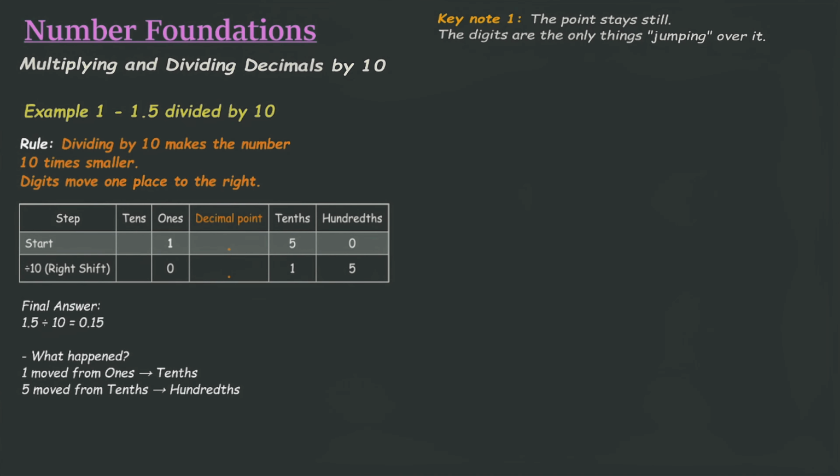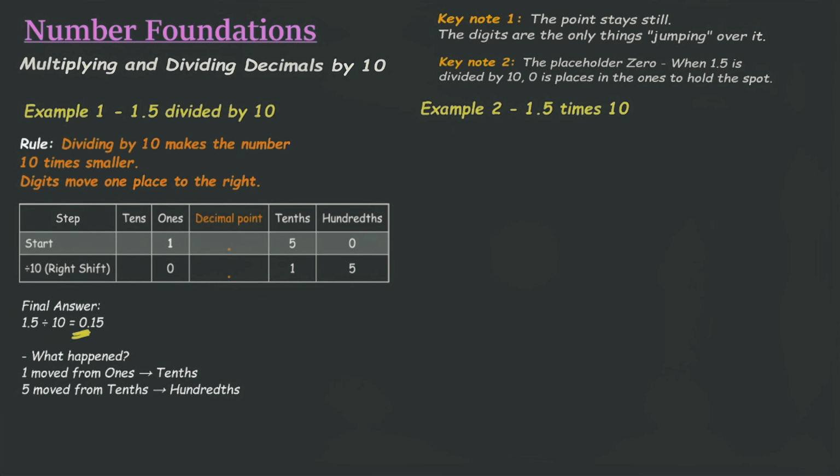Before we move on, let's look at 2 crucial rules. 1. The decimal point stays still. It never moves. The digits are the only things jumping over it. In number 2, we see something very important. We needed a 0 in the ones place. That 0 is a placeholder. It doesn't change the value of the number. It simply holds the space so the place value system stays organized and balanced. Without that 0, the digits would slide incorrectly and the structure of the decimal place value chart would break. Simply put, the 0 tells us there are no whole numbers left. The number is now entirely in the decimal part.